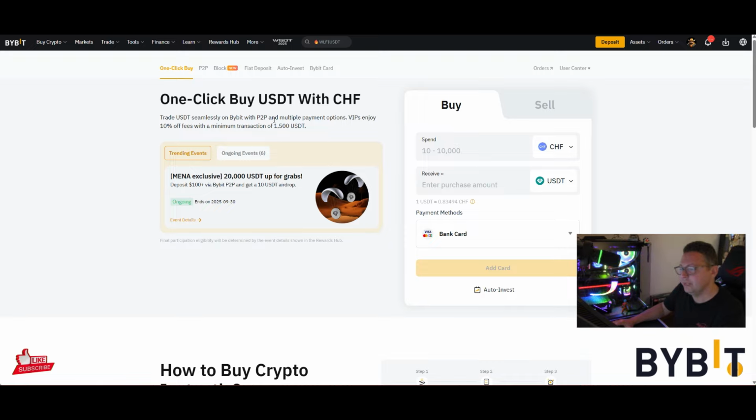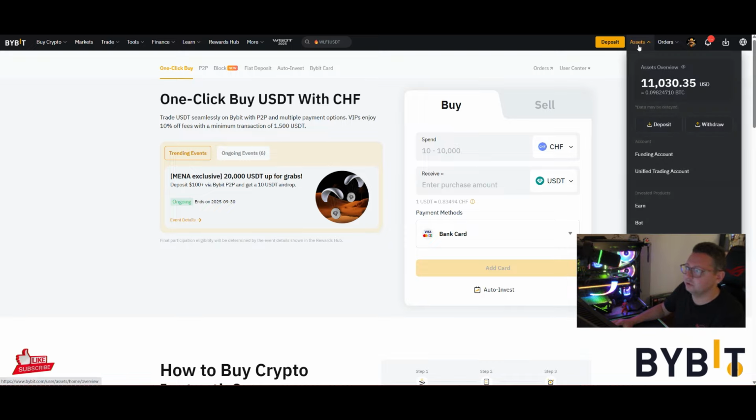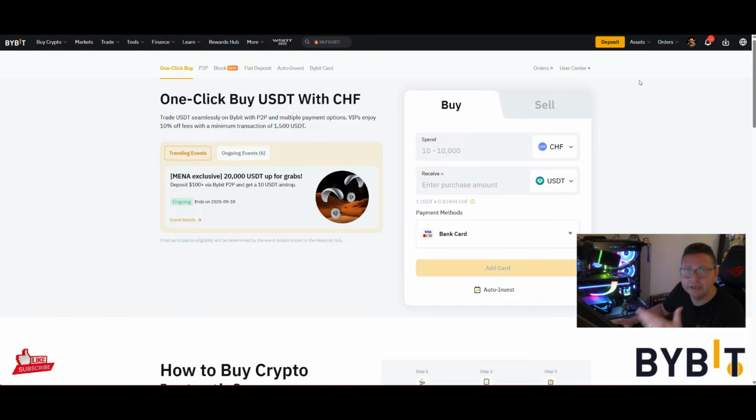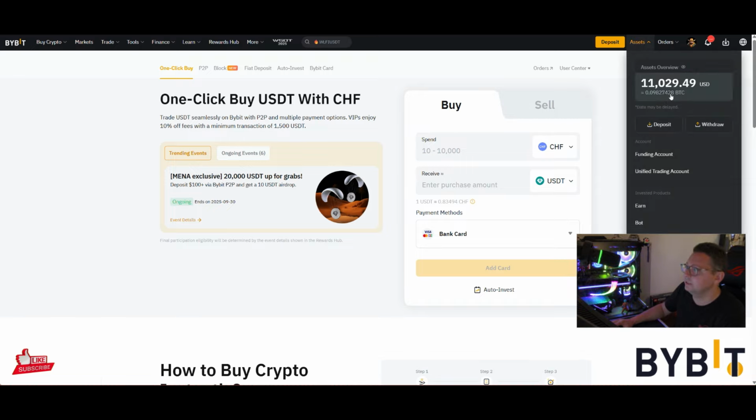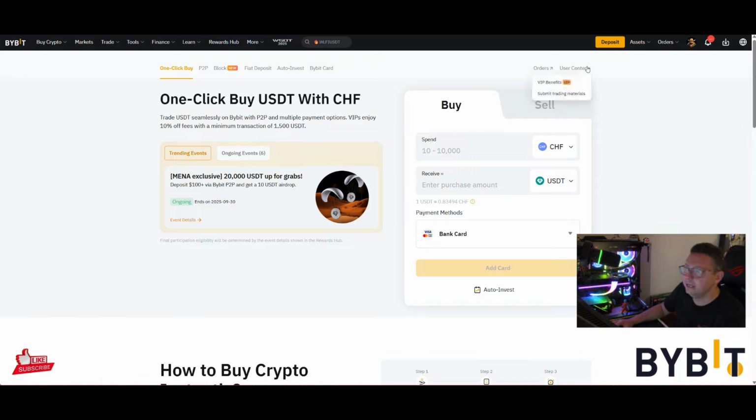on Bybit. And once you have done that, then of course you're going to see your money here in your assets overview. This is currently what I have here on Bybit to trade, of course. My long-term investments are in my hardware wallets, of course, but this is the money that I'm using to do scalp trading.